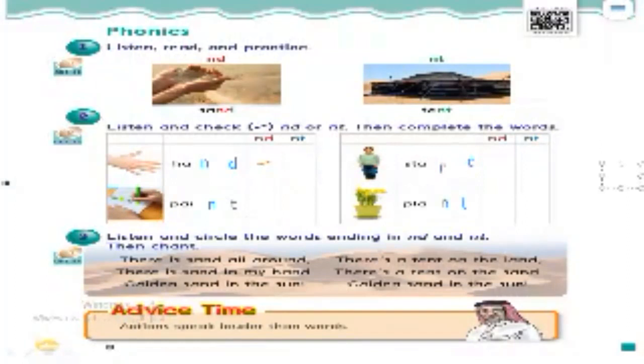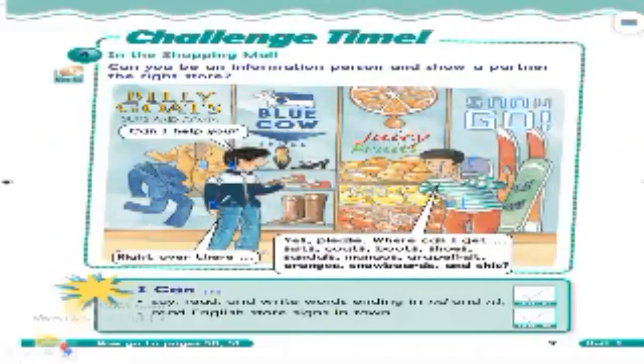So now we're going to see what we have here, we look at the next page. Here we have: can I help you? Here he's asking, can I help you? And then he answered him, yes, please. Where can I get sweets?